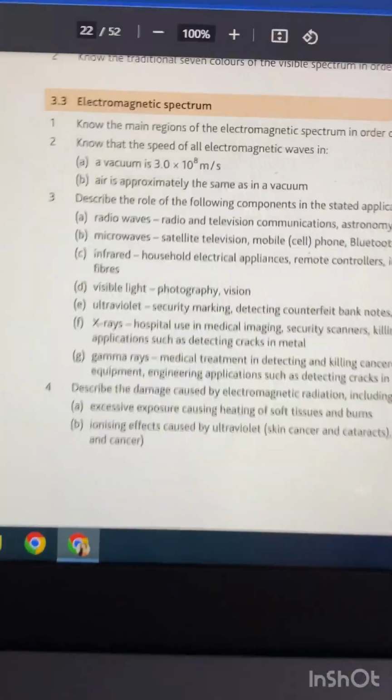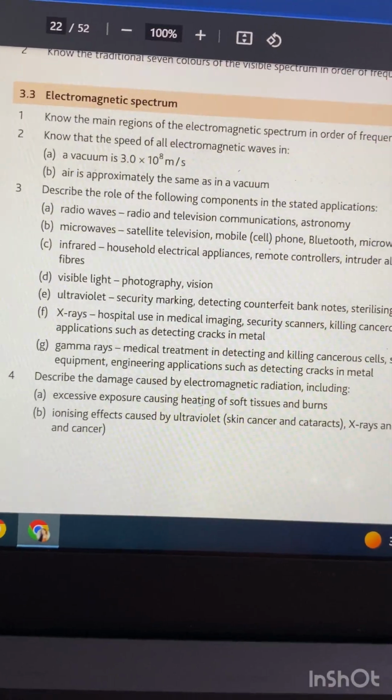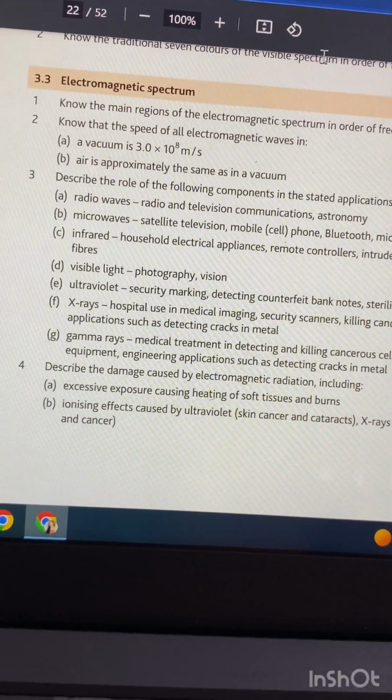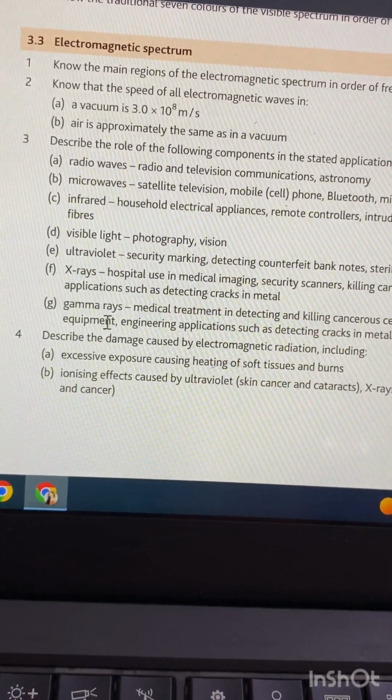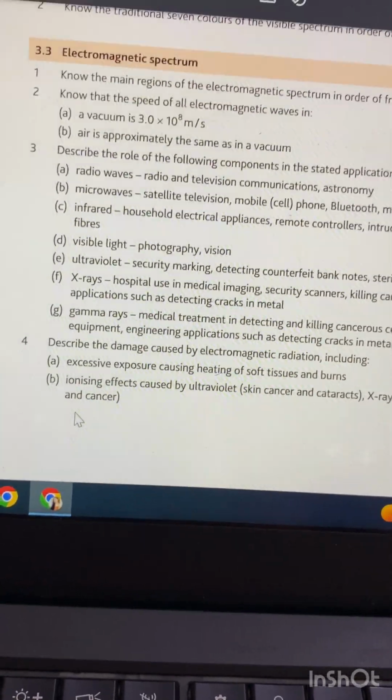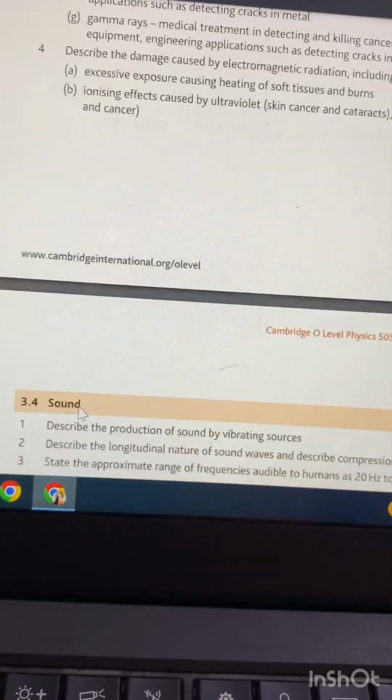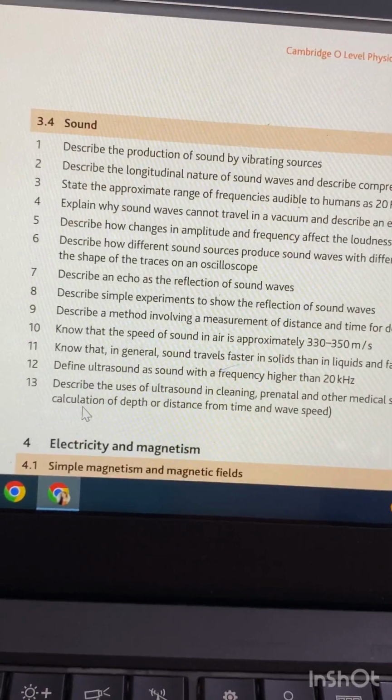Okay, these were the objectives that have been completed: know the main regions of the electromagnetic spectrum, know the speed and characteristics of electromagnetic waves, the roles of electromagnetic rays, and the damages caused by electromagnetic rays. We've completed this. The next chapter is going to be sound, that we will do in the next class.